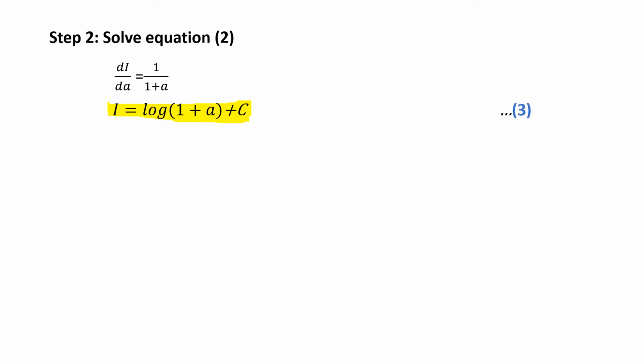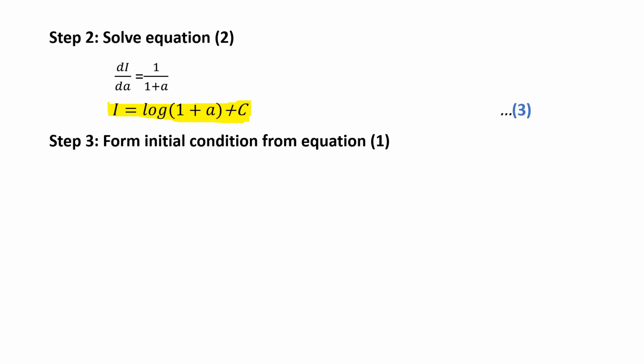So in the next step we will find the initial condition to determine this arbitrary constant. Now let's go for step 3. In step 3 we will form one initial condition from equation 1, which is the integral we were given. Here the integral is I(a) equal to the integral from 0 to infinity of e raised to minus x upon x, whole into 1 minus e raised to minus ax, whole dx. Now you have to identify what value we can put for a so that we directly get the value of this integration, with no need to solve the integral.